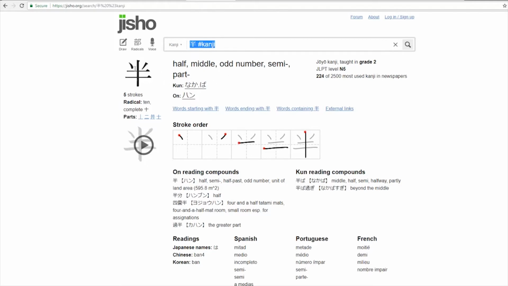Next one we're going to look at is half. If you look at it, it looks like three boards being chopped in half by this vertical line. And the one on the top is actually already snapped in two. It's got the radical for 10 in it. But that's how I'm going to remember it. That's the story or the mnemonic that I'm going to use.